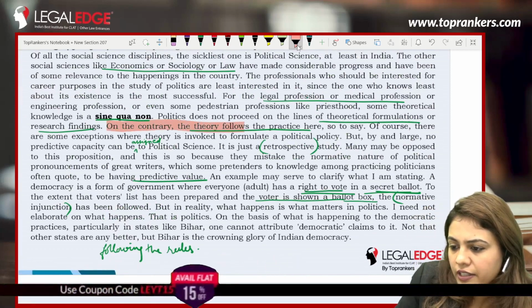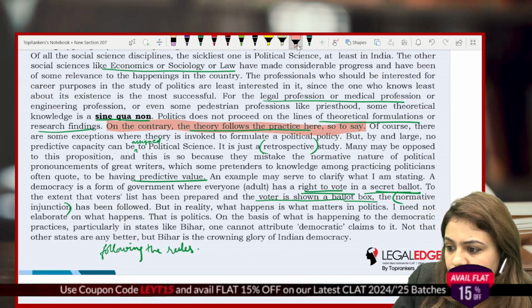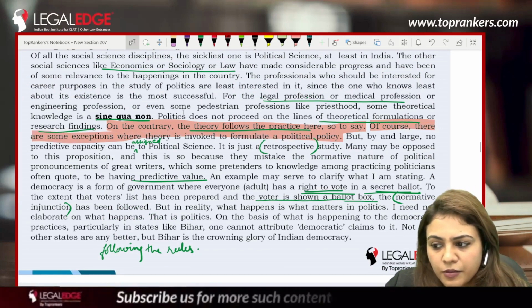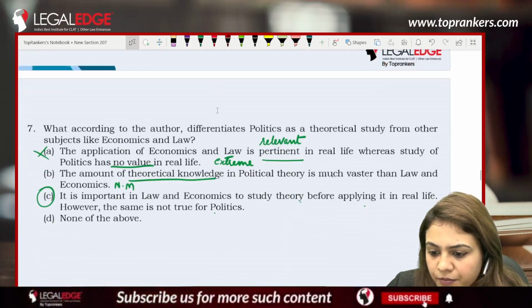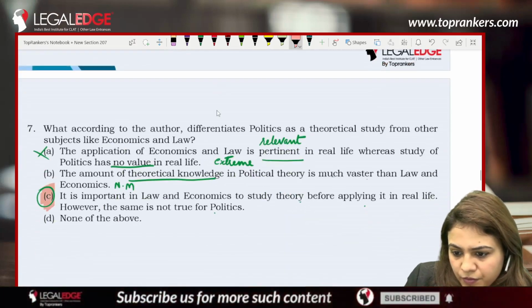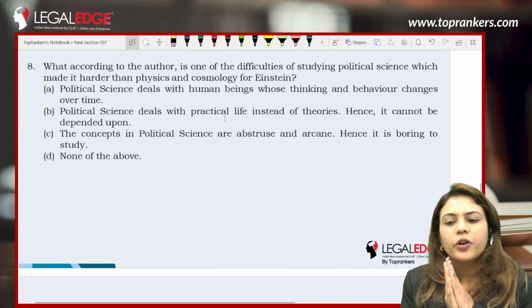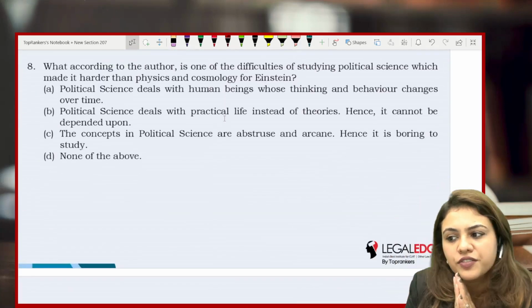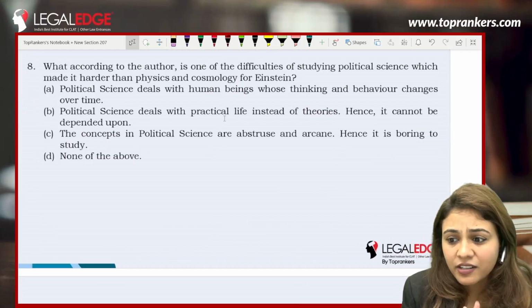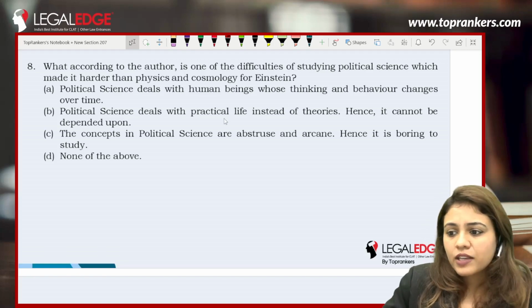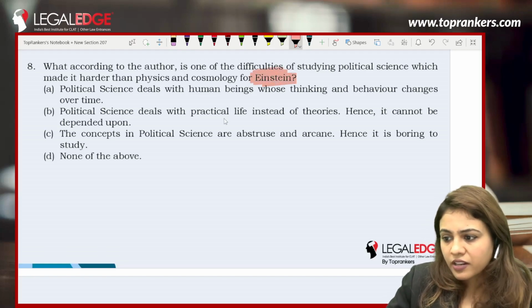On the contrary, the theory follows the practice here. Of course, there are some exceptions, but yeah, that's our answer for question 7. Moving on to question number 8. What, according to the author, is one of the difficulties of studying political science, which made it harder than physics and cosmology for Einstein? Here, the keyword was Einstein. I hope you were smart enough to mark it.